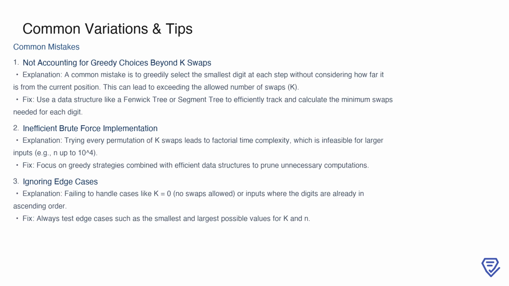Another frequent issue is attempting a brute force implementation, where you try every possible permutation of k-swaps. This approach quickly becomes computationally infeasible, especially for larger inputs, since its factorial time complexity grows exponentially. Instead, focus on a greedy strategy combined with efficient data structures to reduce unnecessary computations. Finally, edge cases can be overlooked, such as when k equals 0 and no swaps are allowed, or when the digits are already in ascending order.